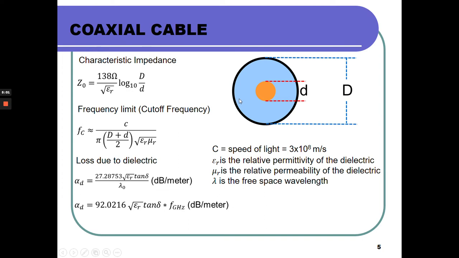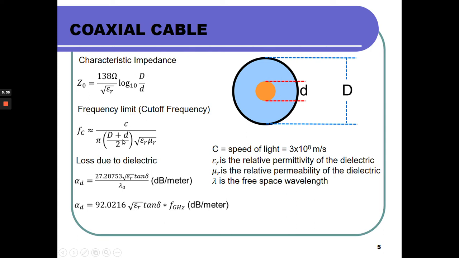It can go the other way around also. If you know the characteristic impedance of the line, and you know the dielectric constant, and you know either the outer or inner diameter, then you can estimate the inner or outer diameter. One more thing we can design from here is the frequency limit.